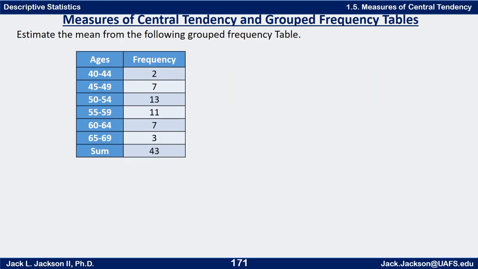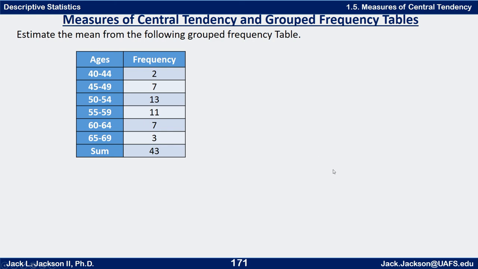Now, how can we estimate the mean from this grouped frequency table? Well, we can't find the mean. We don't have enough data because we don't know whether these two data between 40 and 44, they could be both 40s, they could be a 40 and a 41, or 42 and a 44, or two 44s, and so forth. We don't really know. So there's really not enough information here to find the mean, but we could estimate it.